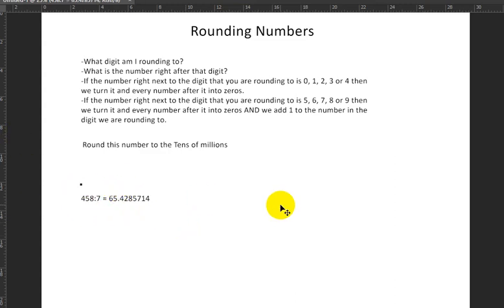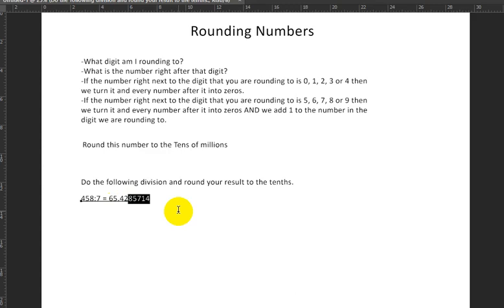But let's say you are told in the exercise, do the following division and round your result to the tenths. What you do is you'd find this whole thing, and basically you could stop. You wouldn't have to do any of this, right? Once you found the tenths and the digit right after it, you're done. You don't need to do anything else.